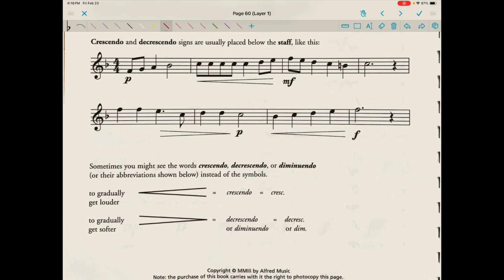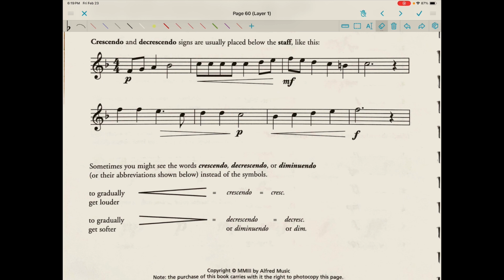And you'll notice here we're going from piano, which means soft, crescendoing, gradually getting louder, to a mezzo forte or medium loud. Then we would stay medium loud this entire time, and then we see a decrescendo or a diminuendo, so we'd gradually get softer to a piano, to a soft dynamic, then gradually crescendo again to forte or a loud dynamic.